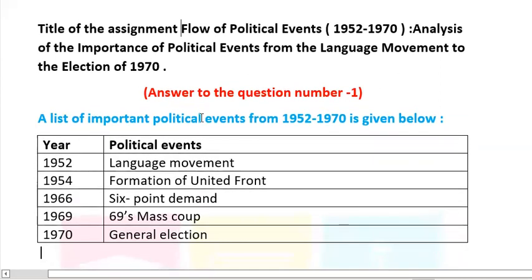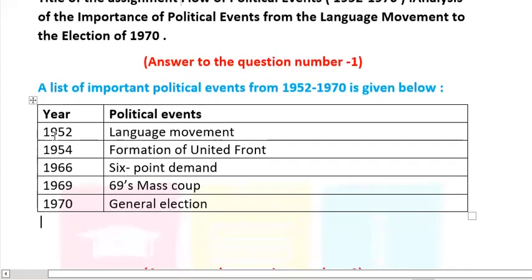A list of important political events from 1952 to 1970 is given below. Year 1952, political event: language movement. Year 1954, political event: formation of United Front. Year 1966, political event: 6 point demand. Year 1969, political event: 1969 mass uprising. Year 1970, political event: general election.